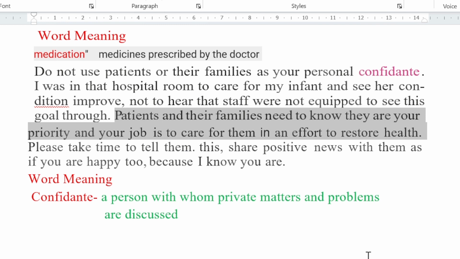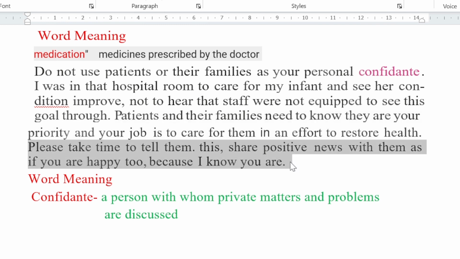"Patients and their families need to know they are your priority and your job is to care for them, effort to restore health." Here the speaker, the parent, emphasized that patients and their families should feel assured that they are the nurse's top priority and the nurse's job is to provide care with the aim of improving the patient's health. "Please take time to tell them this."